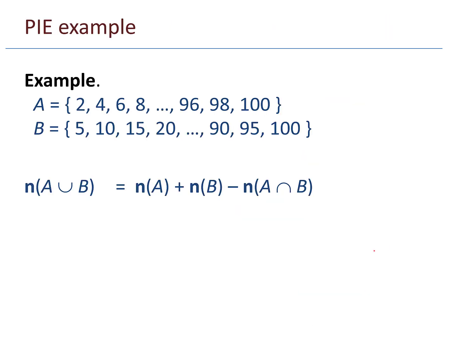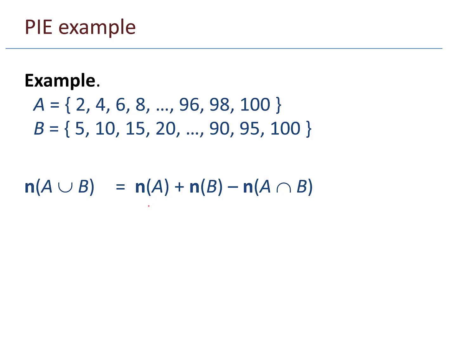Here's an example we can do that uses numbers. Set A is the set of all multiples of 2 up to 100. Set B is all the multiples of 5 up to 100. So how many numbers are in both of those sets all together? And I don't want to count repeats. So the number of things in A union B is the number of things in A plus the number of things in B minus things in both A and B.